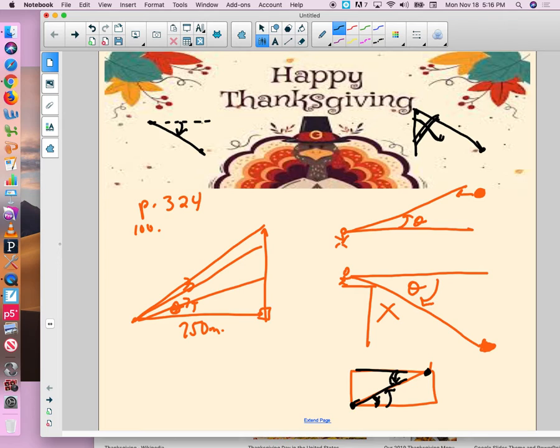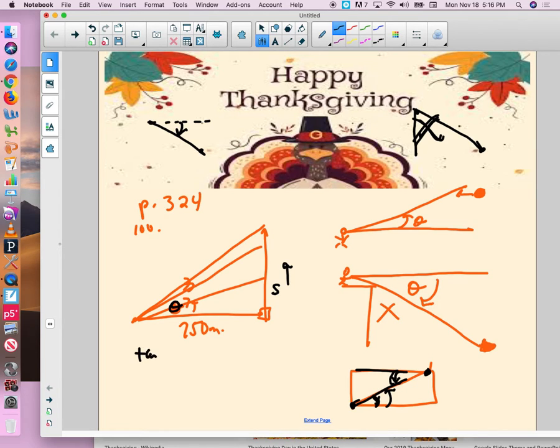So, let theta be the angle of elevation, and let S be the height of the shuttle. So it's going up, up, up. All right, it said write theta as a function of S. That means you want to solve for theta.